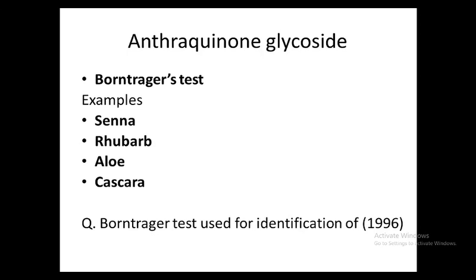Next, an important question which has appeared in GPAT 1996: the Borntrager test is used for identification of? The answer is anthraquinone glycoside. So these anthraquinone glycosides are basically identified using the Borntrager test.